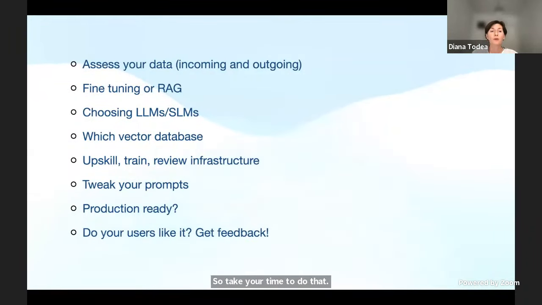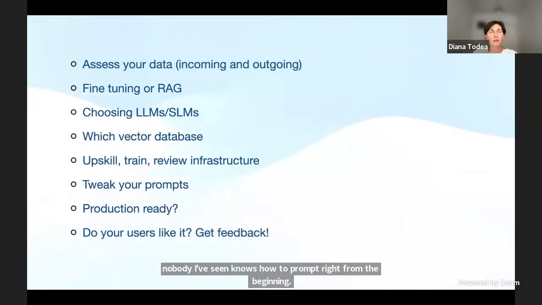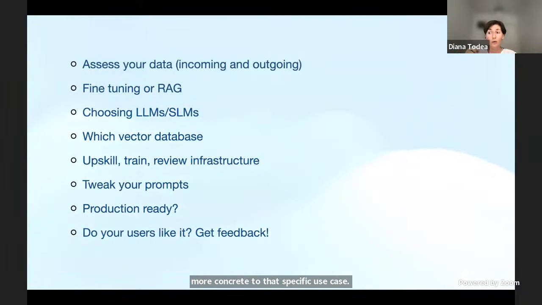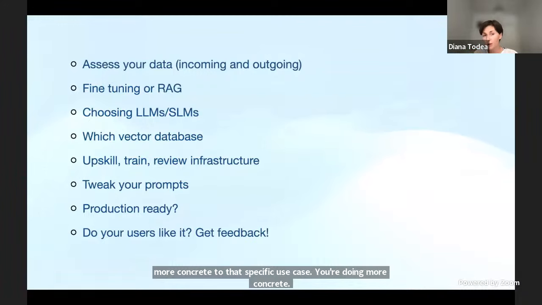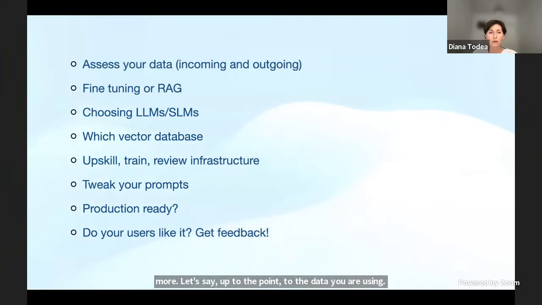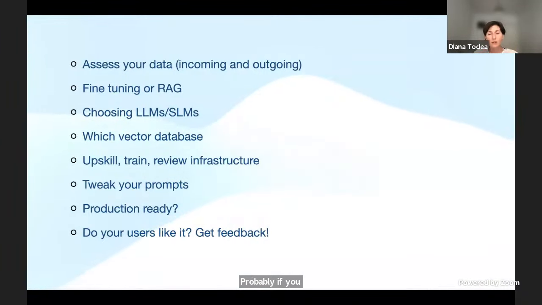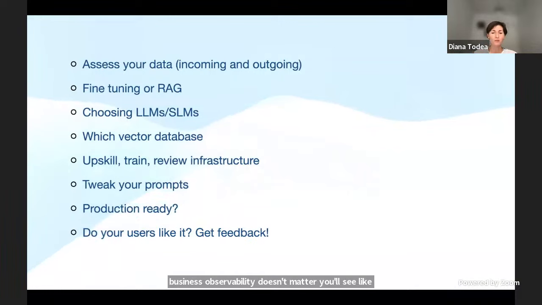Look closer at the prompts you're using. Literally nobody I've seen knows how to prompt right from the beginning. You need to think about being less ambiguous, being more concrete to that specific use case you're doing, more concrete up to the point to the data you are using. And if you are working with very specific data, I don't know, business, observability, doesn't matter, you'll see after a while, you'll start scripting your own prompts, which means that you get very, very complex prompts in the end that will look pretty much like a script. I've seen that and people got very, very good results after that.